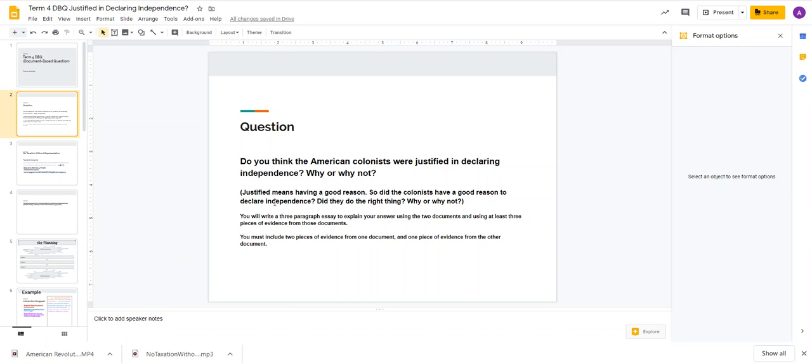You're going to write a 3-paragraph essay to explain your answers, and you are going to use 2 documents, and we need 2 documents, 3 pieces of evidence. So how many did you use last time? So how that's going to look is if you have 2 documents, that means that one document you're going to use evidence from twice, 2 different pieces of evidence from one document. And then your other document, you're only going to need 1 piece of evidence or 1 citation. You did that on the last DBQ, so you should feel pretty comfortable with that.